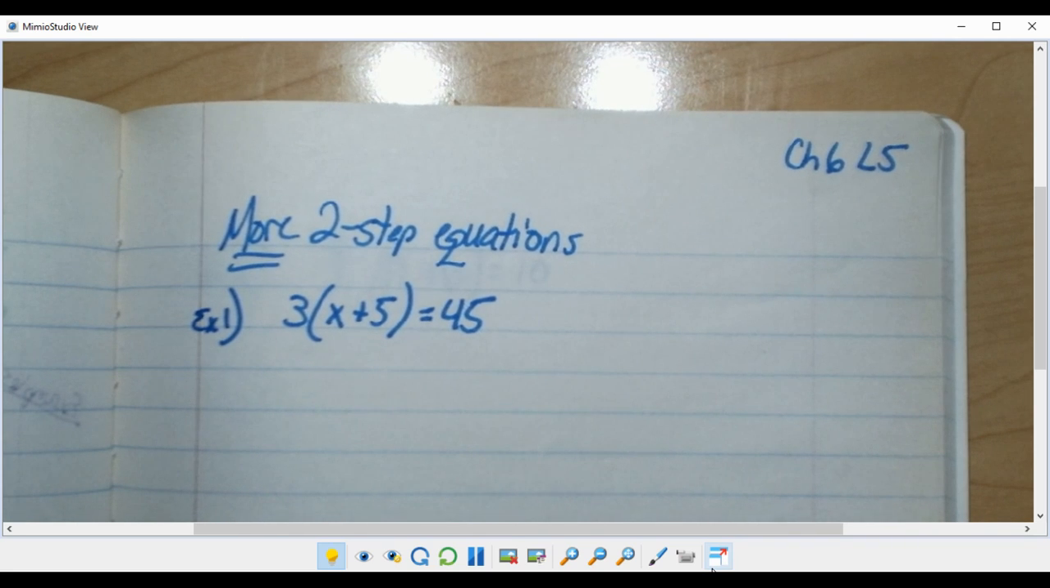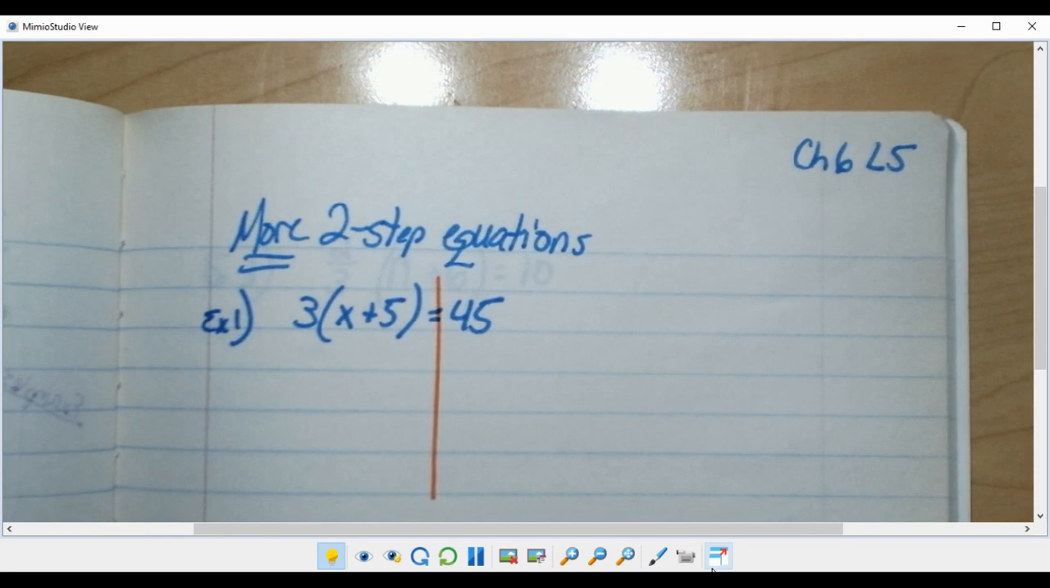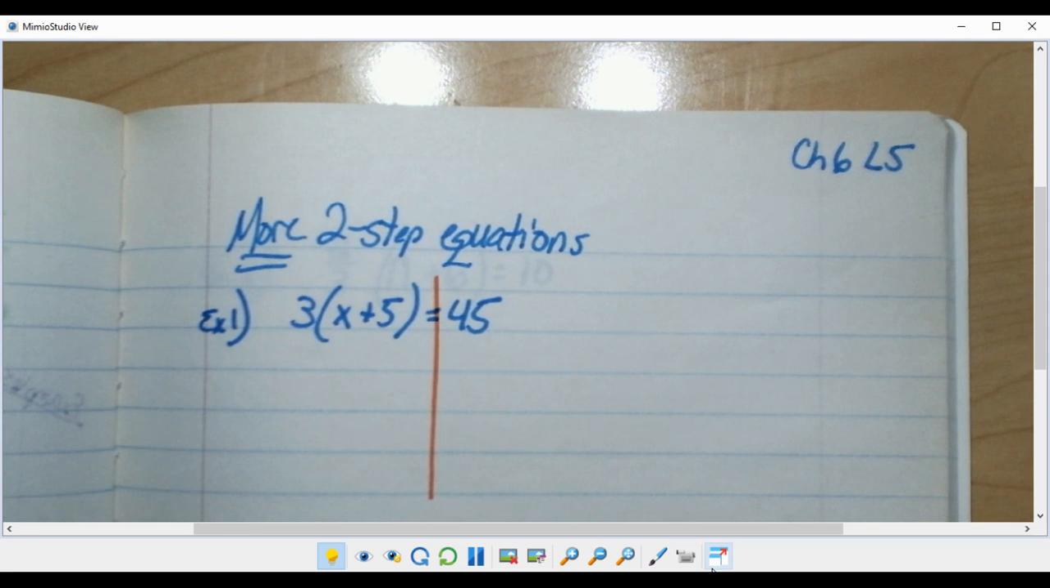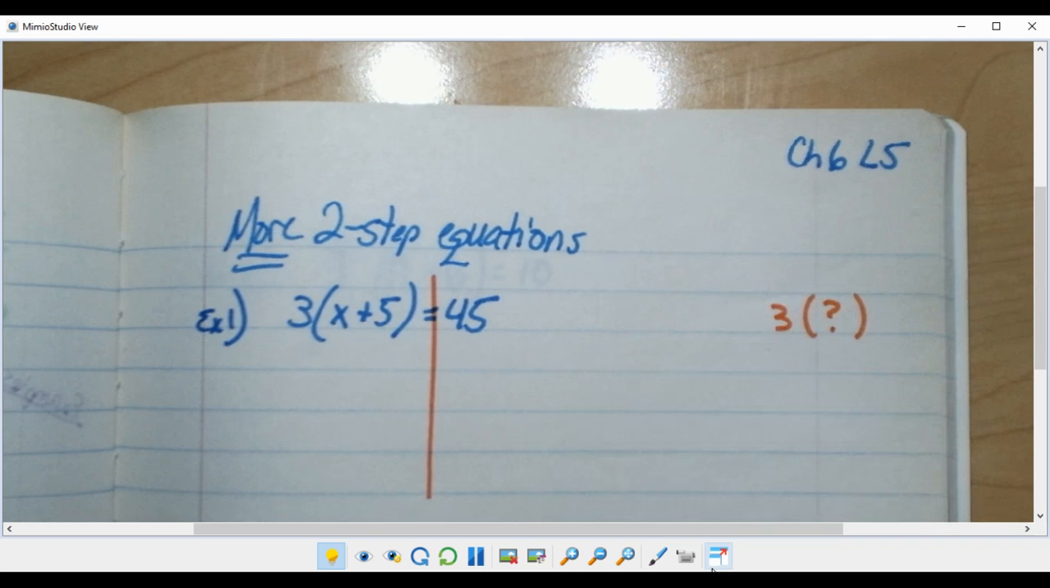We've got 3 parentheses x plus 5 parentheses equals 45. Now, we're still going to split them at the equal sign, and that's our 2 halves. Let's look at the left for a second. I want you to think of this as 3 times something. I don't even care what's inside those parentheses.